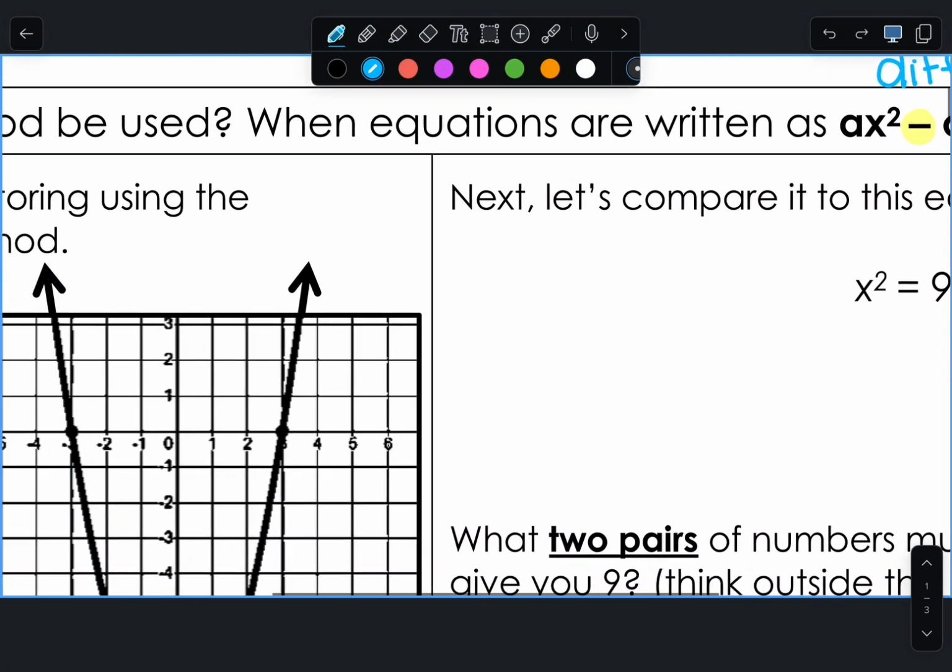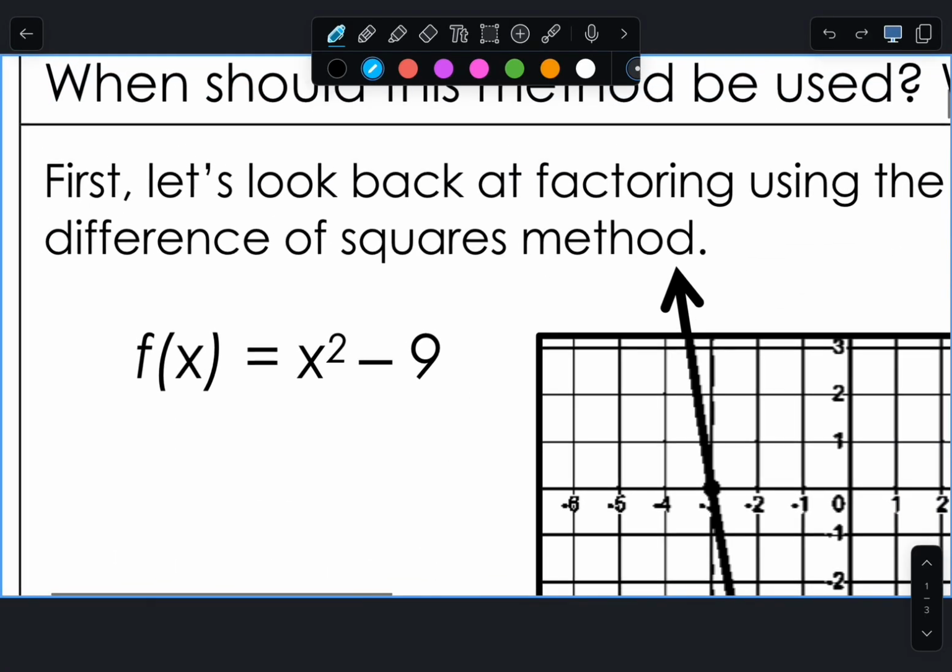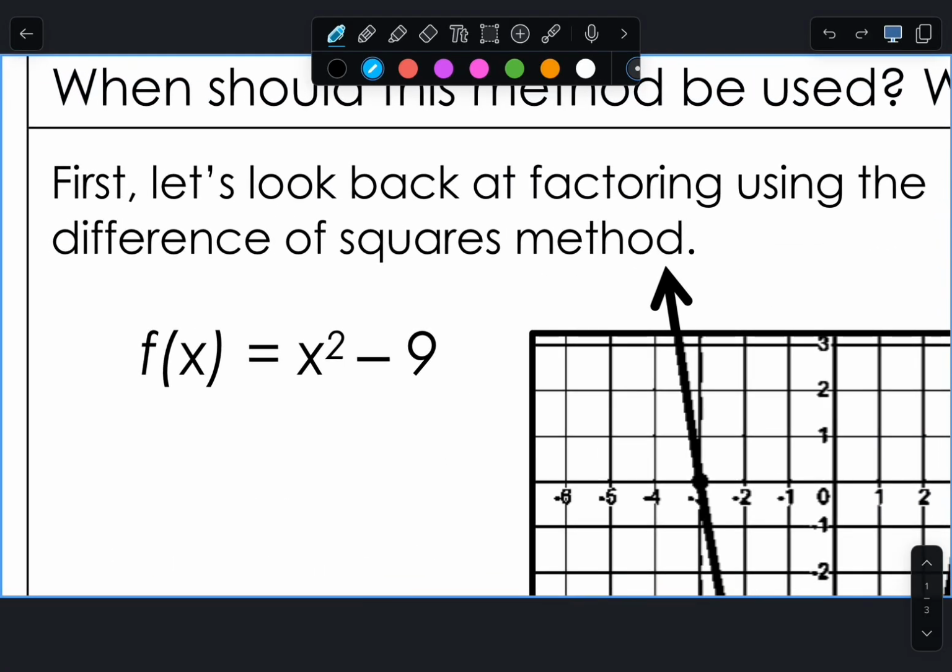So first, let's look back at factoring difference of squares. When you have a binomial with the minus sign in the middle, you do what? How do you factor it? It is difference of squares, but how do you do difference of squares?